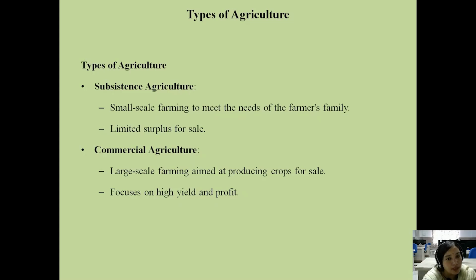That is commercial agriculture. Large scale farming is aimed at producing for commercial purposes, not for your personal consumption. You are producing potatoes, tomatoes, onions, brinjal, and all on a large scale, not only for your personal purposes, but for sale in the market as well.